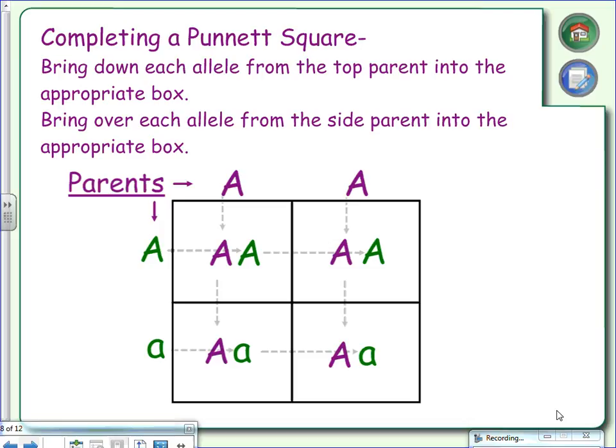Okay, so now once you've set your Punnett square up, how do you complete it? You bring down each allele from the top. So bring each allele down. Remember, the allele is the letter, and then you bring them over from the side.